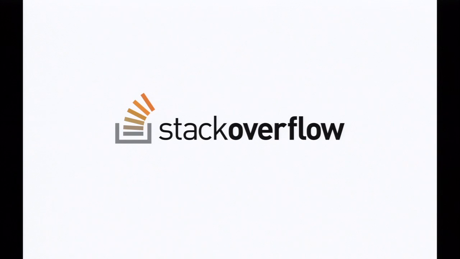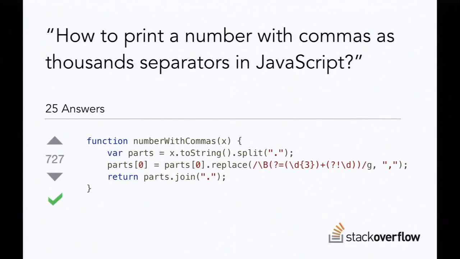I went to one. I just did a search for how to print a number. I forget what I searched, but this was the top question on Stack Overflow: how to print a number with commas as 1,000 separators in JavaScript. And there were 25 answers. All of them said different things. One of them actually had code comments for the answer that listed off all the revisions and who contributed to the revision. And it was more than the actual implementation code.